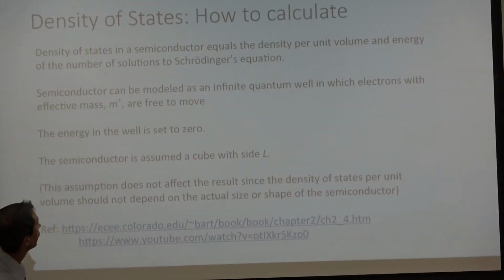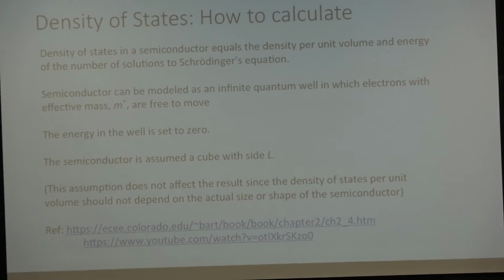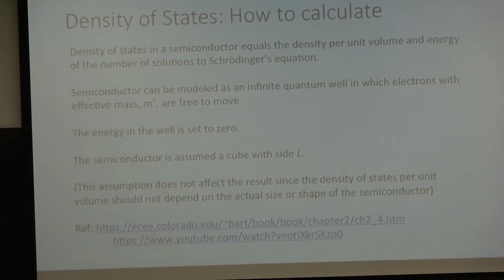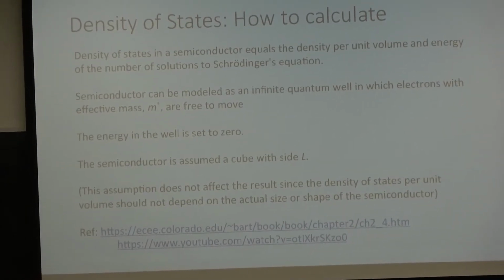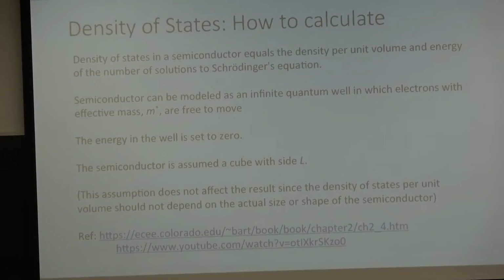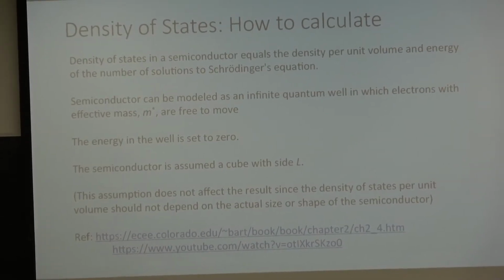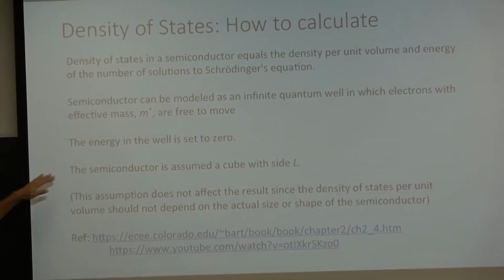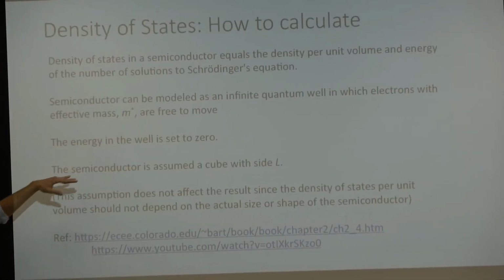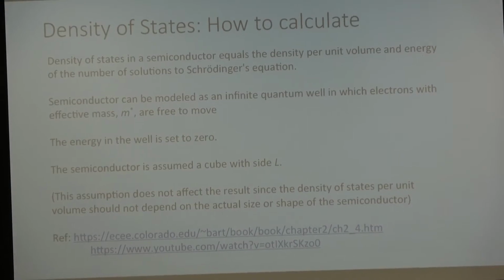Let's go back to some of our other assumptions. That the density of states in a semiconductor is the density per unit volume and energy of the number of solutions to the Schrödinger's equation. We discussed that previously. For this derivation, we're going to model the semiconductor as an infinite quantum well with electrons of mass that can move.